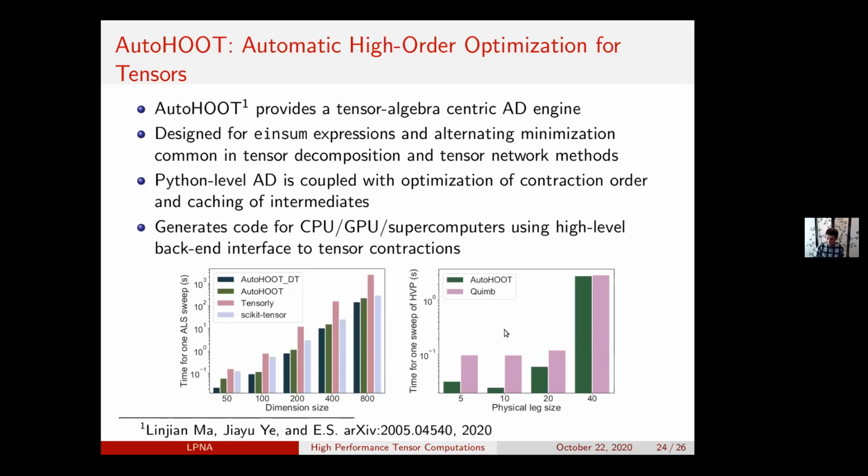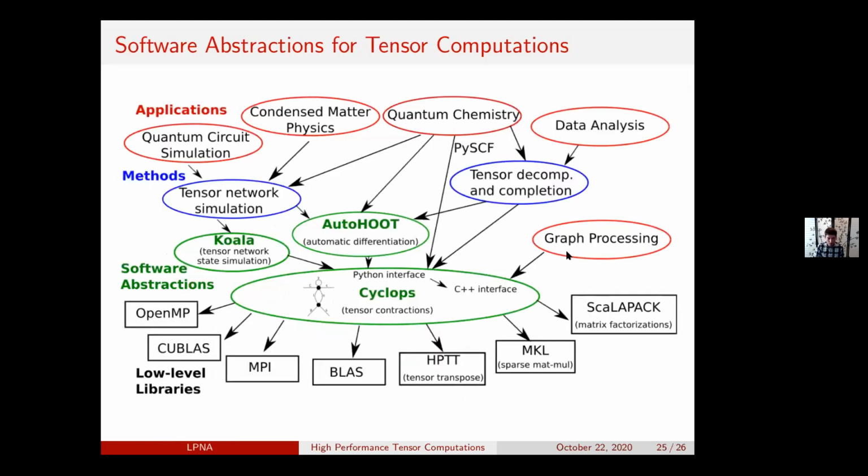And so overall, what we get is that AutoHoot can automatically generate code that is as efficient at figuring out what the right intermediates to amortize are for methods like DMRG and for tensor decompositions. And in DMRG, the sequence of intermediates is quite complex. So this is quite a feat in my view. OK. And so that's the end of my talk.